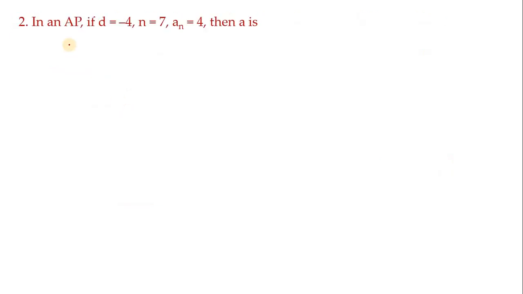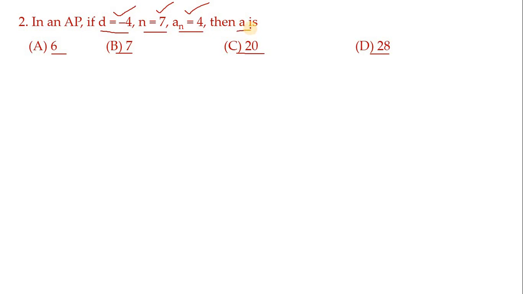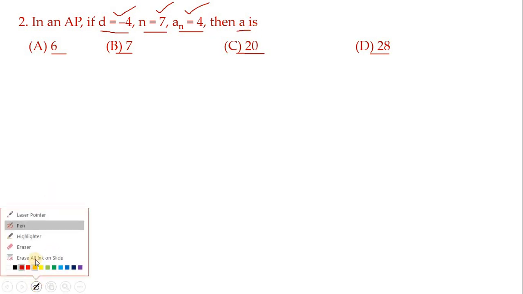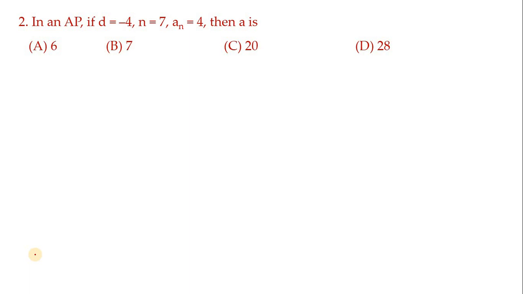Next, let us move on to another one. In AP, if D equals to minus 4, n equals to 7, an equals to 4, then A is 6, 7, 20, 28. First look at the problem and understand what they have given and what is to be found. D is given, n is given, an also given. We have to find A value. So which formula I have to use? That is nth term finding formula itself.